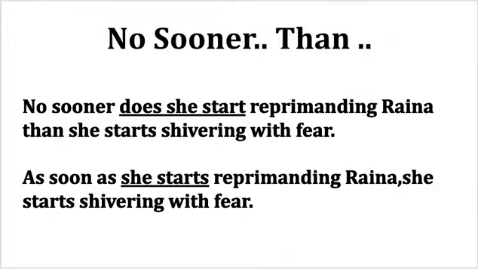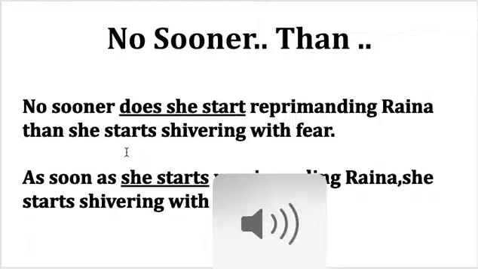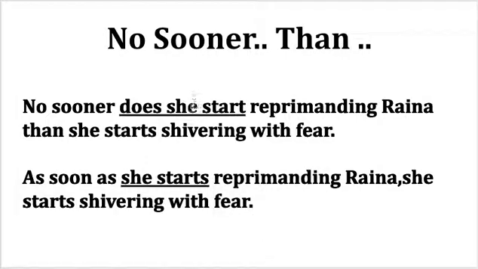Okay, let's go ahead and use "no sooner" with the simple present tense. It's the current situation. No sooner does she start reprimanding. The word "reprimanding" means to scold someone mildly. It means you're not becoming very cruel, but you're just scolding the person for their mistake, educating the person that they should not be doing such wrong things, because it has a bad impact on character or personality. So: no sooner does she start reprimanding Raina than she starts shivering with fear.